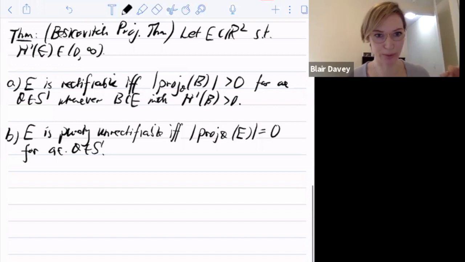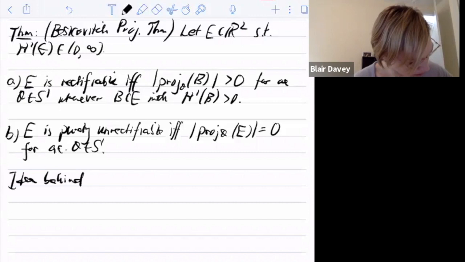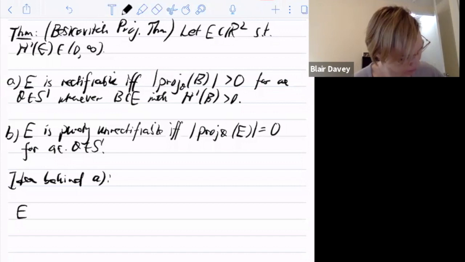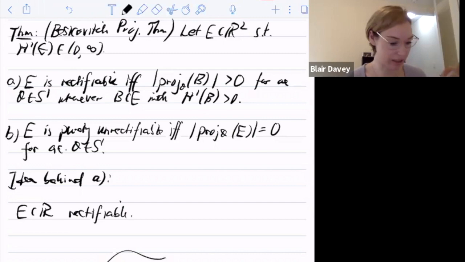So let's suppose that E is rectifiable. So we've got E contained in R, which is rectifiable. That means that E, up to a blurring of a set of H1 measure zero, looks like a collection of Lipschitz curves. So E contains a piece of a Lipschitz curve. I've got some curve contained inside of E.